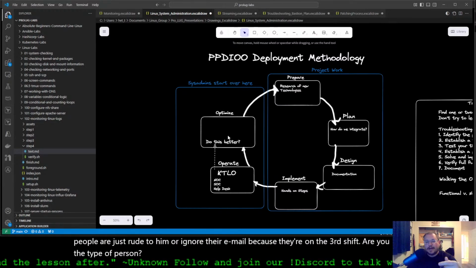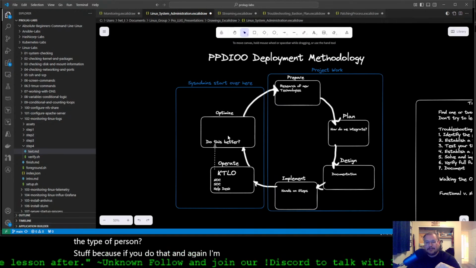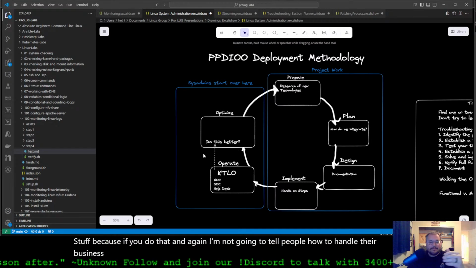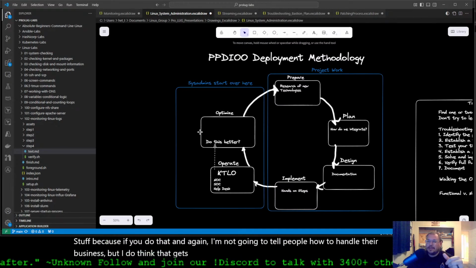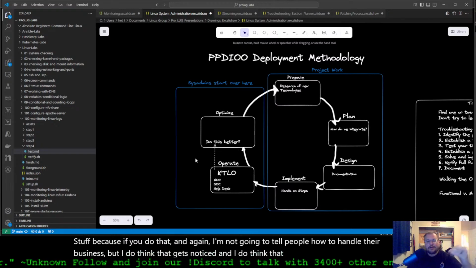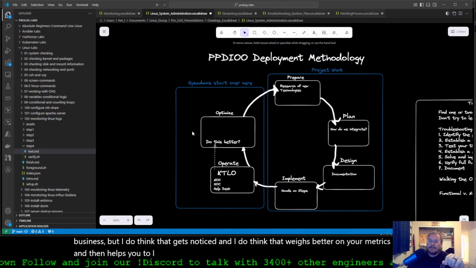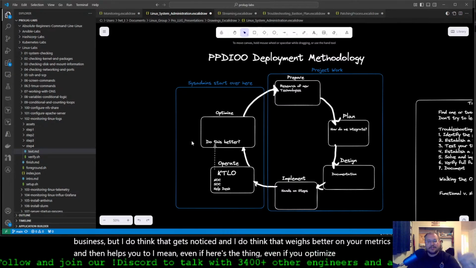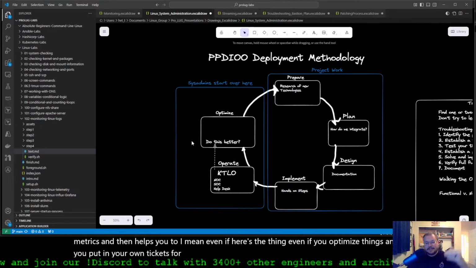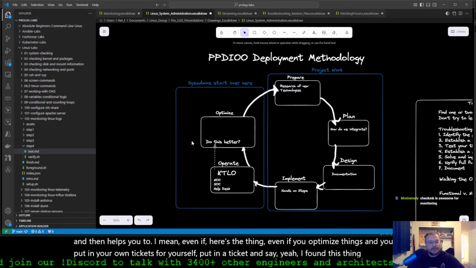Because if you do that, and again, I'm not going to tell people how to handle their business, but I do think that that gets noticed, and I do think that that weighs better on your metrics. Even if you optimize things and you put in your own tickets for yourself, put in a ticket and say, I found this thing wrong and I fixed it, boom.